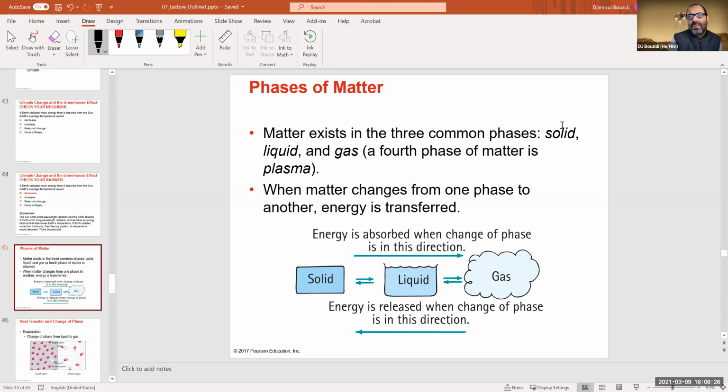So matter exists in the three common forms, solids, liquids, and gas. A fourth phase of matter is plasma, okay? Please do not confuse this word plasma with what biologists and the medical community use. That has nothing to do with that. Actually, it's a very violent, different kind of form. You can see it in the lightning. You can see it in the flame. In fire, that is plasma actually too. So what you saw earlier was actually the plasma state. It's in those flames, okay?